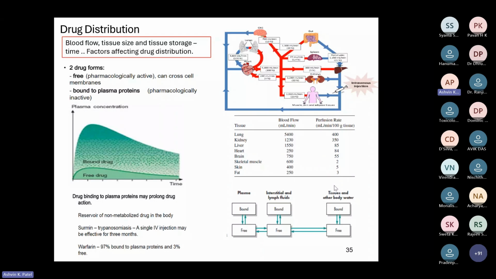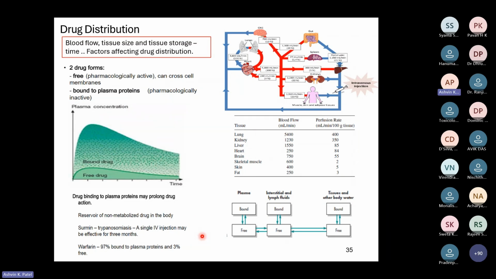The toxicants are divided mainly into two forms, the free form and the bound form. The free form is pharmacologically active and can cross the cell membrane, and the bound form binds with the plasma protein and is pharmacologically inactive. Here in this graph, we can see this is the free form available within the body, and this large portion is the bound form of the drug, which acts as a pharmacologically inactive form.